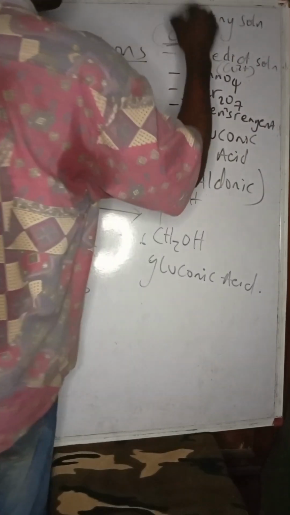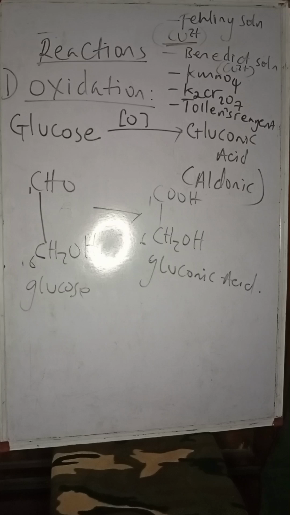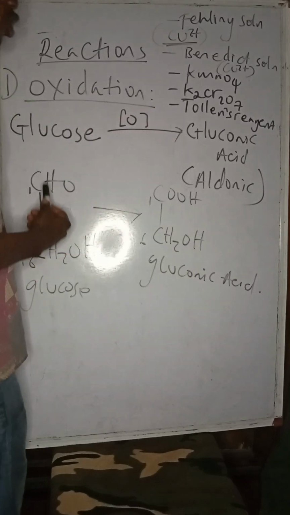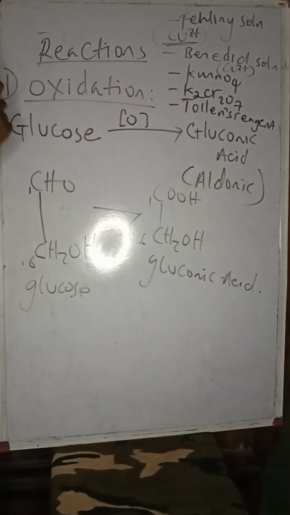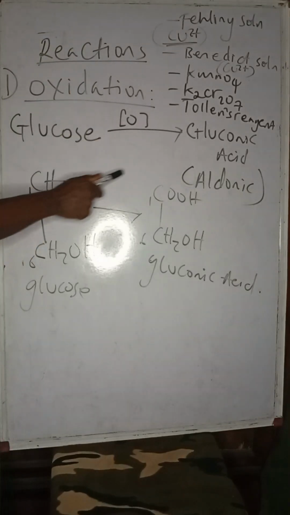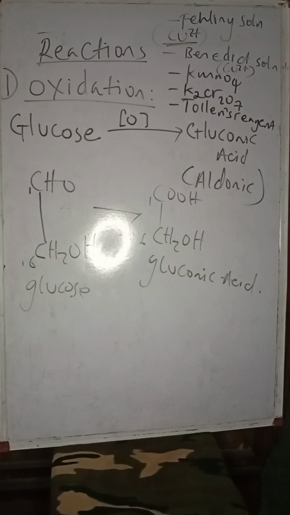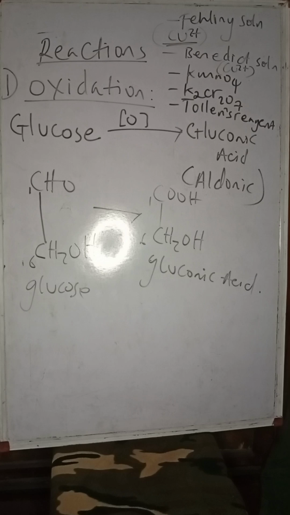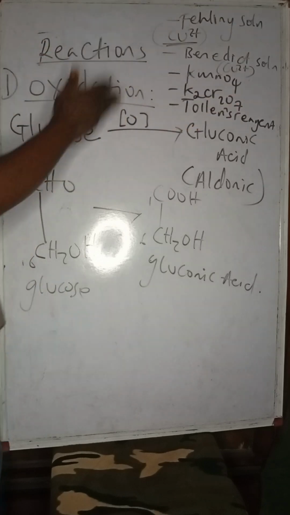So Fehling's, Benedict's, K2Cr2O7, KMnO4, and Tollens' reagent can all oxidize glucose to gluconic acid. In the formation of gluconic acid, carbon 1 is the only one that is oxidized. That's why it is termed mild oxidation. So we can call this one 1A. For vigorous oxidation, we are not using any of these oxidizing agents.